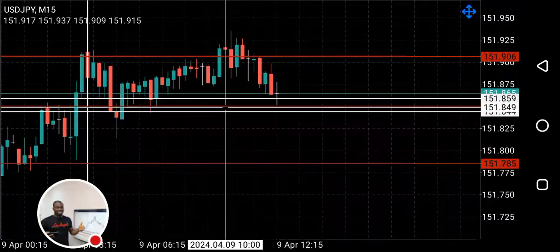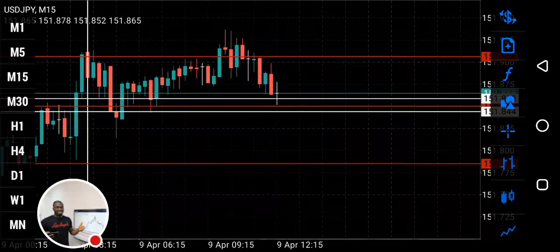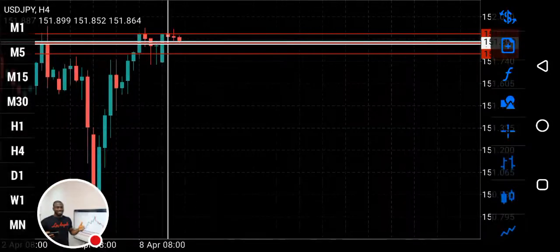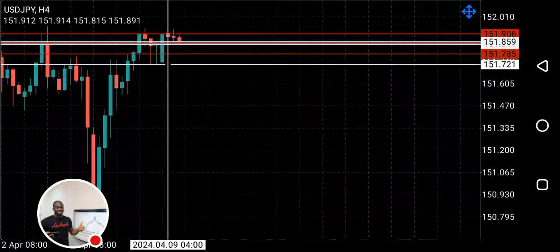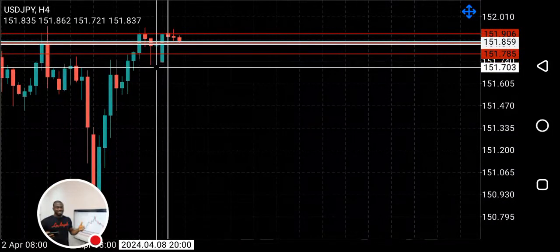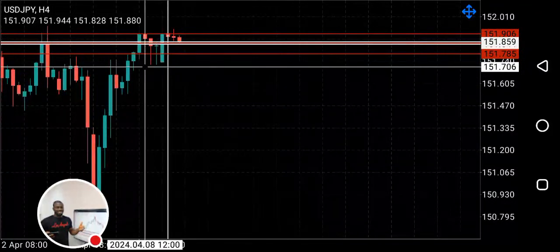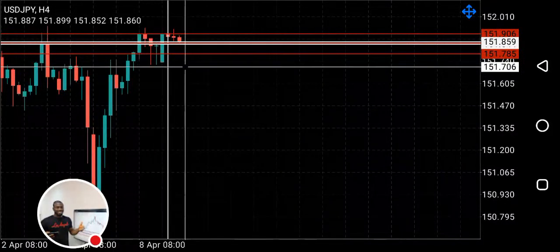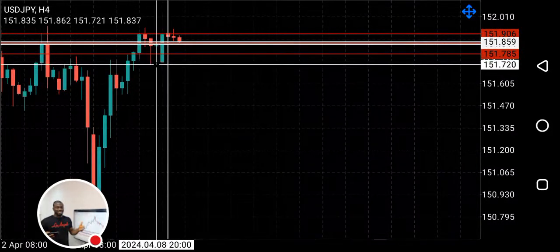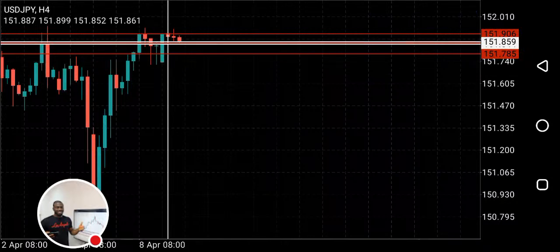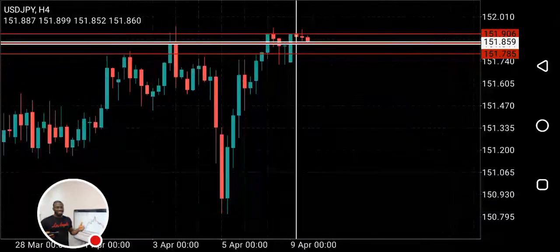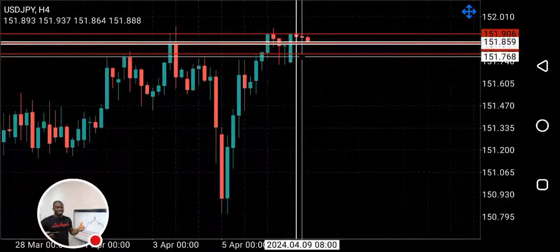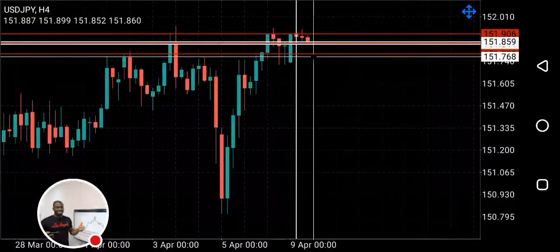Your stop loss, if you are buying, you can set your stop loss a few pips below this low. Let's say 10 pips below this low. So your risk on this trade would be around, let's say, 40 pips. So that's my take on USDJPY. I'm still bullish on USDJPY unless this low is broken.